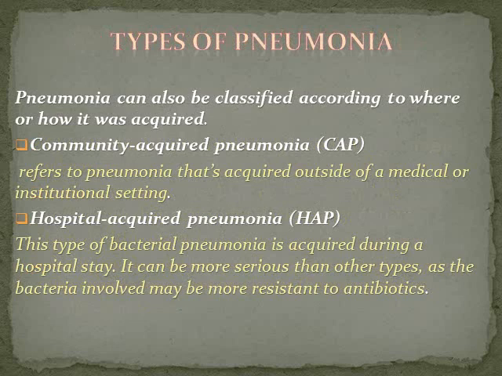Types of pneumonia. Pneumonia can also be classified. Community acquired pneumonia refers to pneumonia that is acquired outside of a medical or institutional setting. Hospital acquired pneumonia is acquired during the hospital stay. It can be more serious than other types as the bacteria involved may be more resistant to antibiotics.